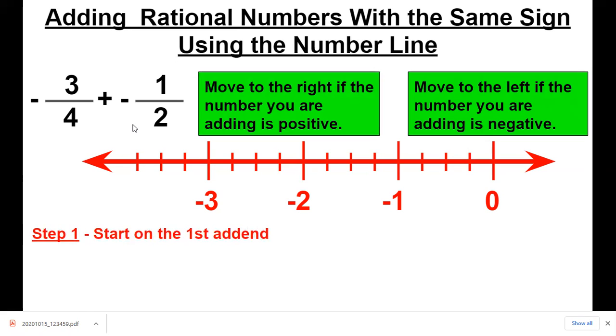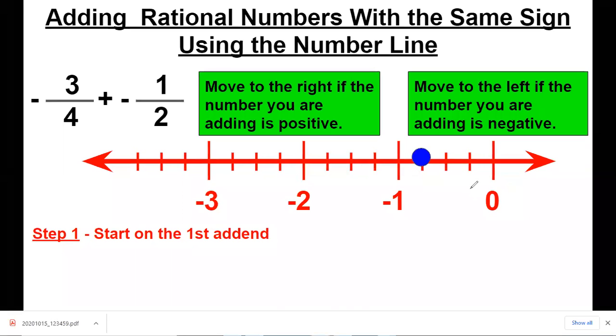See how this works? Step 1, we're going to start on the first addend. An addend is the number being added with another number. So -3/4 is where we're going to start. So we're going to put our dot there. How do I know where -3/4 is? Well, it's divided into 4 parts. So this is 0. This would be -1/4. In fact, maybe I'll write that for you just so you can keep track of that. This is -1/4. What would the middle one be? -1/2. And then the dot is on -3/4.